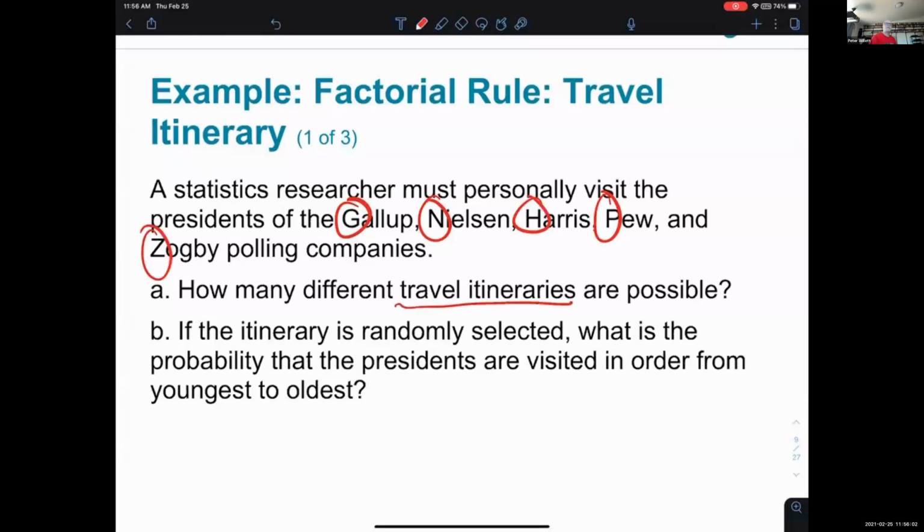And so in this case, there's 5 of them, and you're going to do all 5, and order matters, and it's without replacement because you're not going to go to the same company twice. And so that leads you immediately to just 5 factorial, which we just saw is 120.